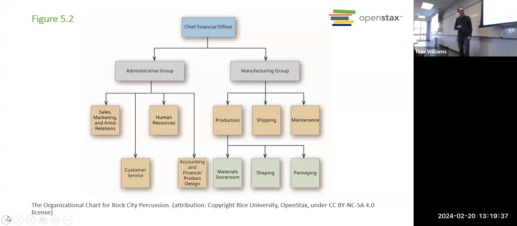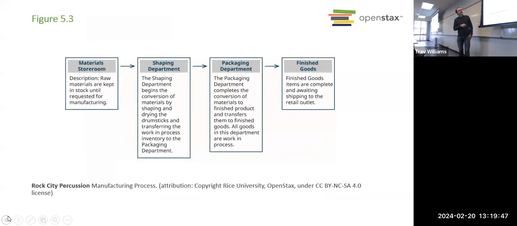So in this scenario, we've got really two departments involved in producing the product. Shaping, packaging, okay? So we're going to go through an example where we'll see how those costs could be calculated for each department and then transferred to the next department. All right.